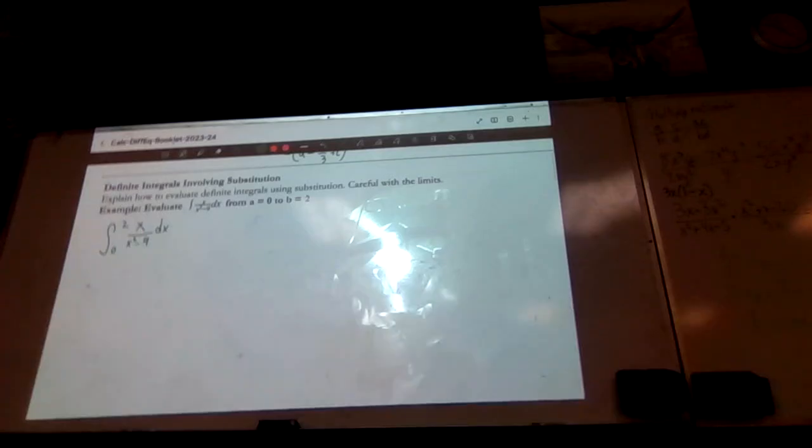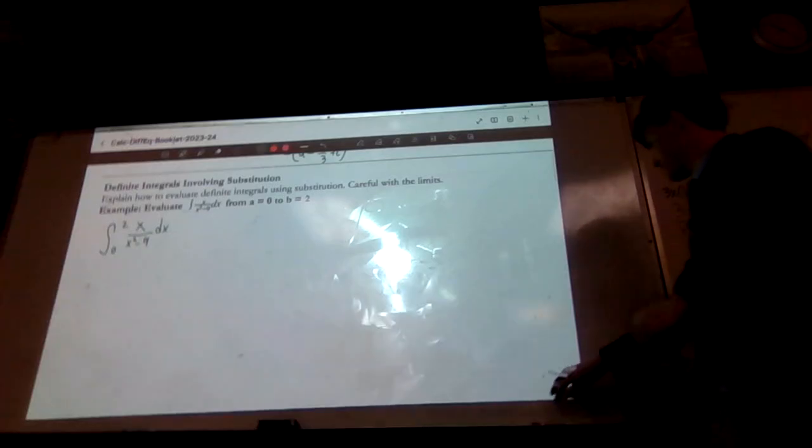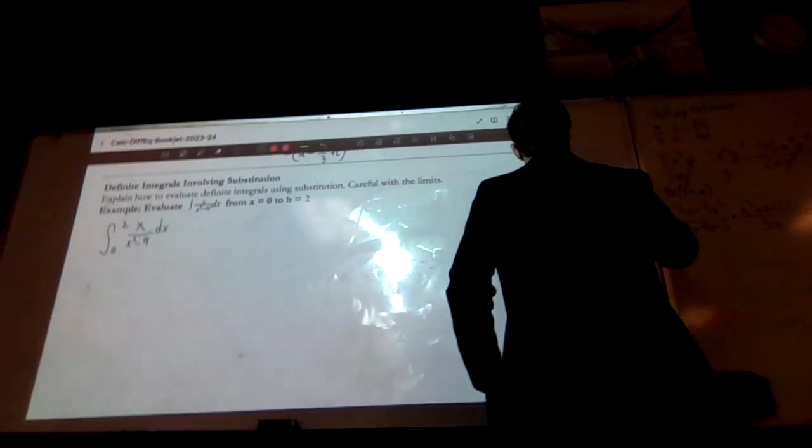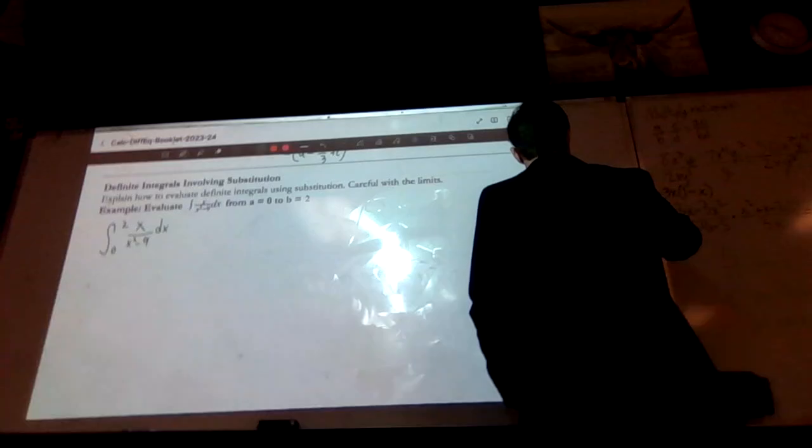It's going to be the x on the top, the x squared, or the x squared minus 9. Which one? I guess do x squared minus 9. Let's do x squared minus 9 because then it will be 2x.